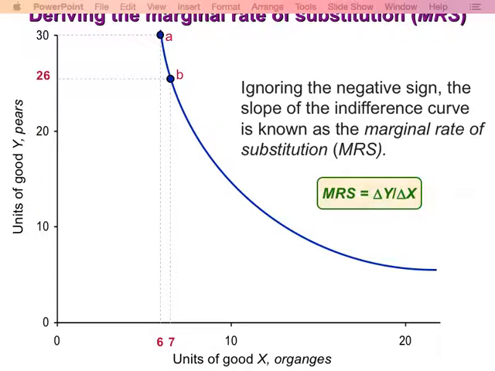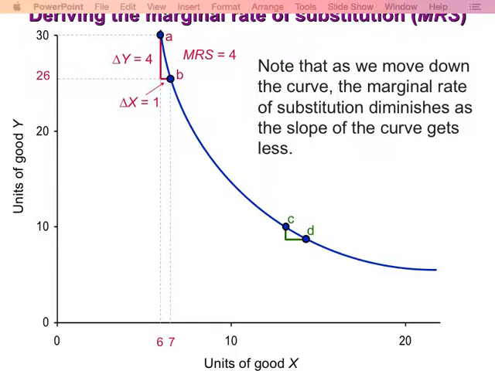Right, so this is what we have just done. So you see, just to obtain one extra unit of orange, we are happy to give up 4 units of pears. And applying the formula, change in y over change in x, we will have a -4, which in absolute value becomes 4. We always take the absolute value, ignore the negative sign.